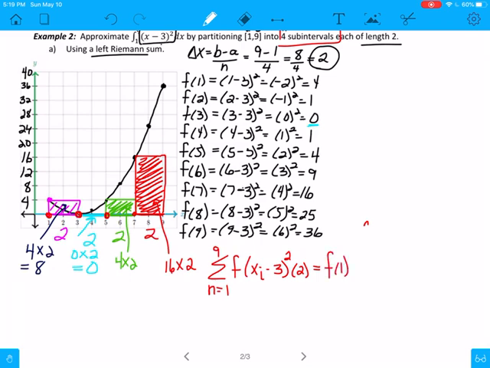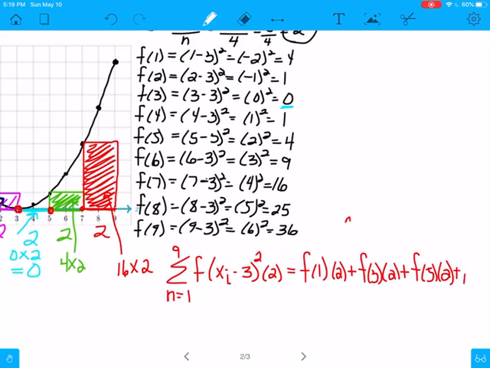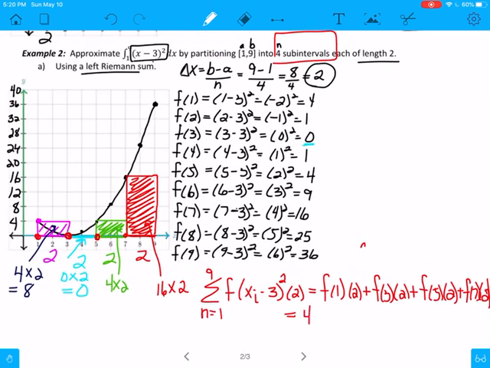So we're going to do f of 1 times 2 plus f of 3 times 2 plus f of 5 times 2 plus f of 7 times 2. F of 7, that's really messy, sorry. F of 1 is 4 times 2, plus f of 3 is 0 times 2, plus f of 5 is 4 times 2, plus f of 7 is 16 times 2. So we're going to end up with 8 plus 0 plus 8 plus 32, which is 48.